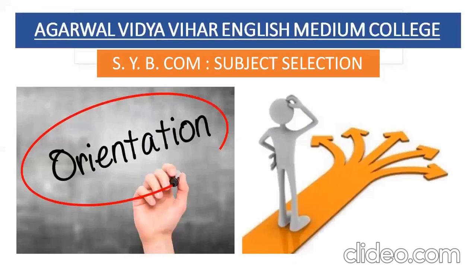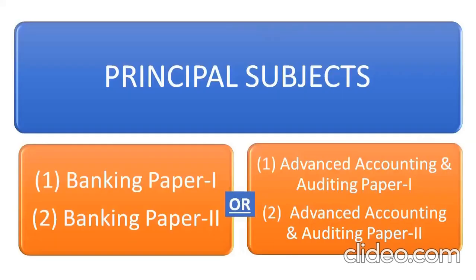A very good afternoon to one and all. AGARWAL VIDYA VIHAR English Medium College is probably one of those colleges which provides a number of options for subject selection, which not only suits the interest of each student, but also helps them gain specialization in the respective area. Today, we shall be giving a brief idea about the two principal subjects and the subsidiary subject that a student will have to select along with the same.